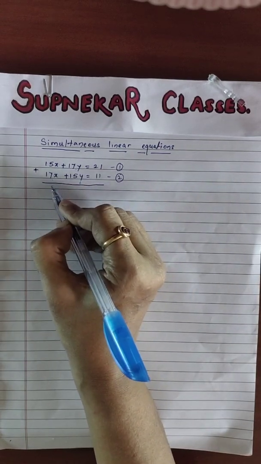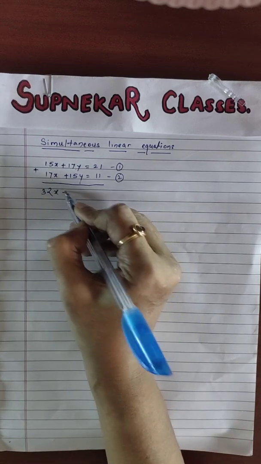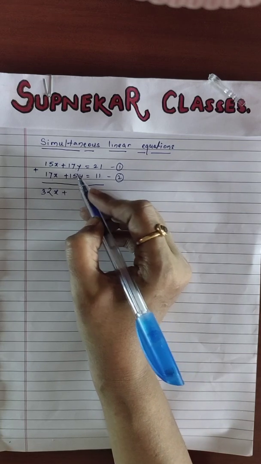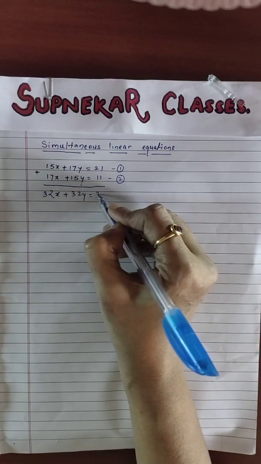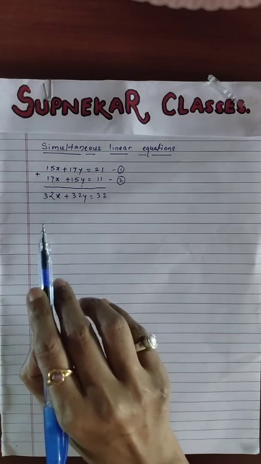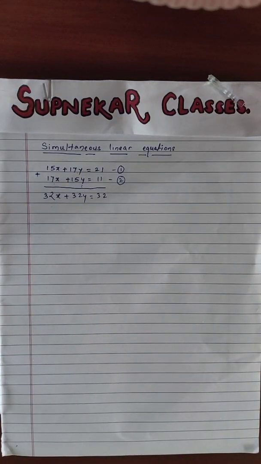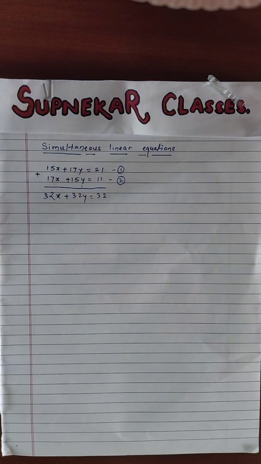Now, if such two equations are given, then first you have to do addition of both these equations. 15x plus 17x will be 32x, plus, as along with the sign both the numbers are the same, here also it will be 32y, and here also it will become 32 only. Now if you see properly, 32x means 32 multiplied by x, 32y means 32 multiplied by y is equal to 32. All the numbers are in proportion to 32 only.